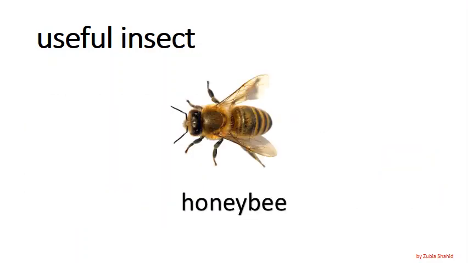Another useful insect is this honeybee. They also live in the form of colonies. They are social insects as they live together in groups. In a colony, there can be hundreds or even thousands of insects working together for a good reason. And the good reason for honeybee is that it is making honey for us.